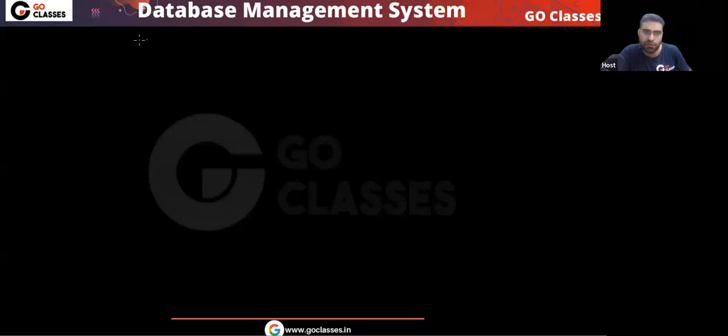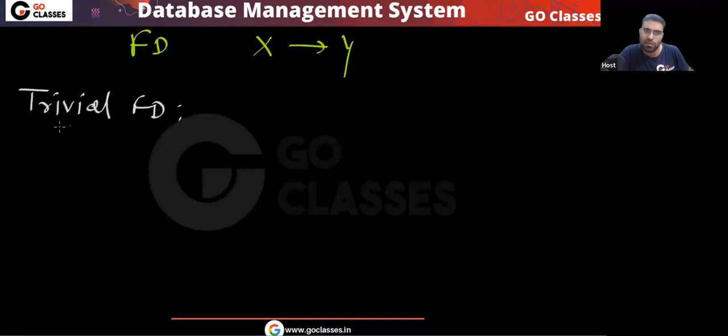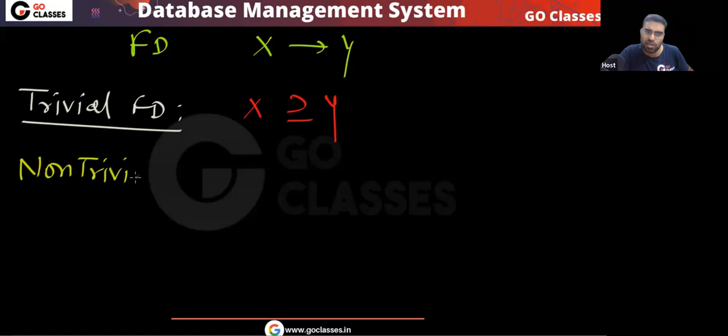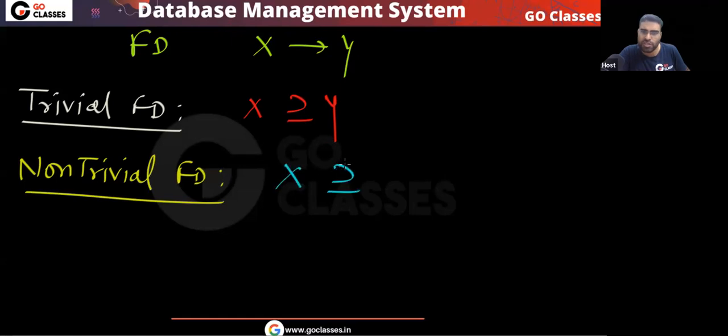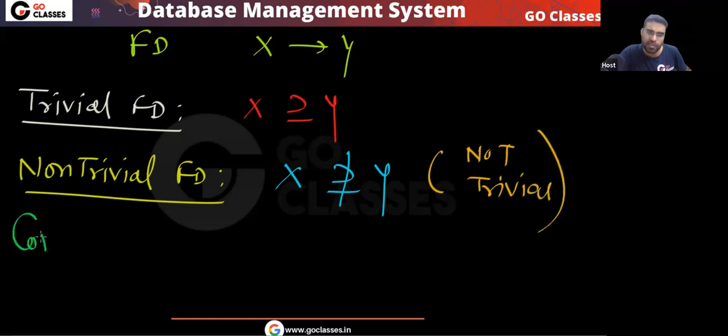Please tell me. If I give you a functional dependency, X determining Y, when can I say it will be trivial? This will be trivial if this LHS is a superset of RHS. Very simple. When can I say this is non-trivial? Non-trivial means X is not a superset of Y. In simple words, not trivial. And when can I say it is completely non-trivial?